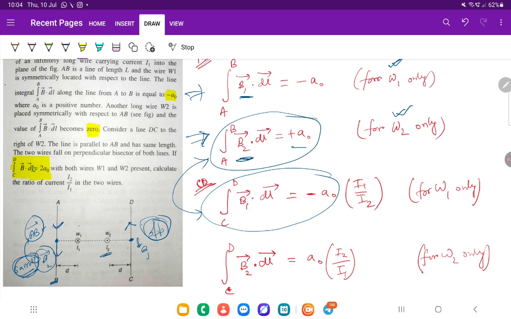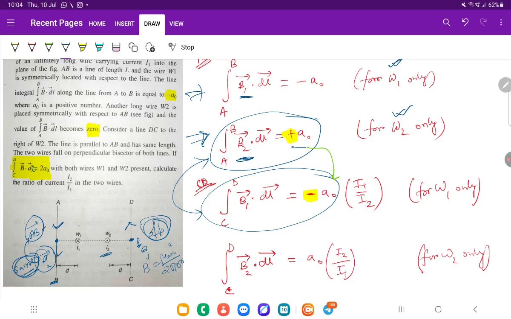So first thing is that it was plus of something. Here we will put a minus sign. And obviously the magnitude will also not remain A naught, as I said, the current is changing. So at each point, as magnetic field, sorry, let me use another color. Yeah, that B is mu naught I upon 2 pi r for infinitely long wires.